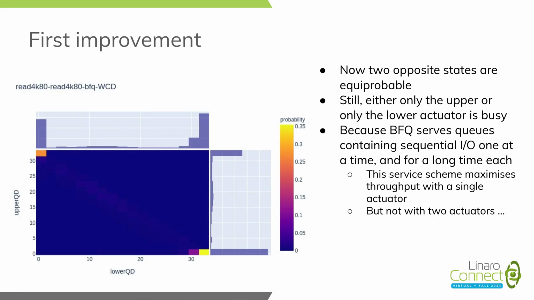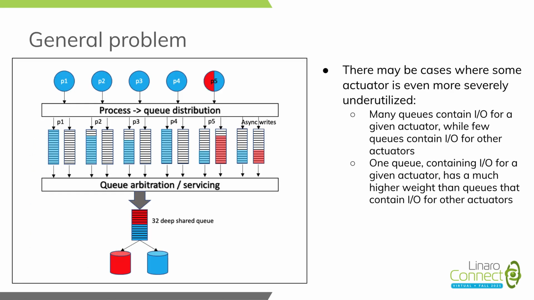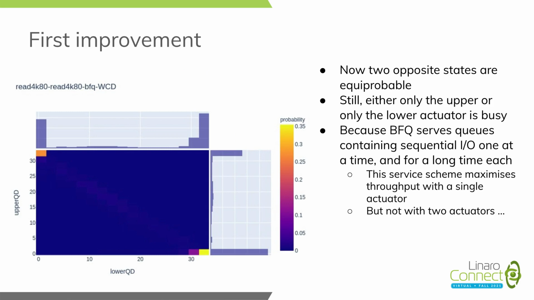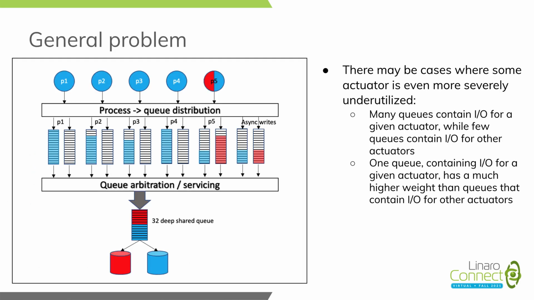This service scheme is perfect for this workload if we have a single actuator, because it maximizes throughput. Here we have a sequential workload, but this is not the optimal choice with a dual actuator, because in this case we keep one of the two actuators idle. This is only a part of the problem. The problem is more general.